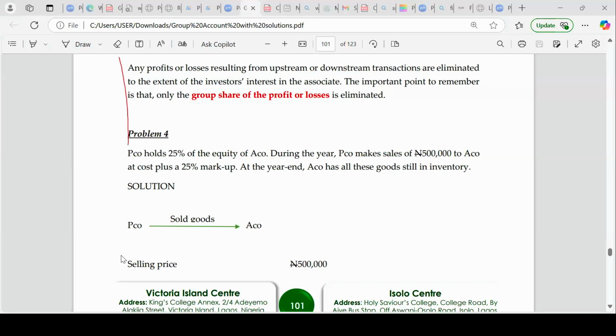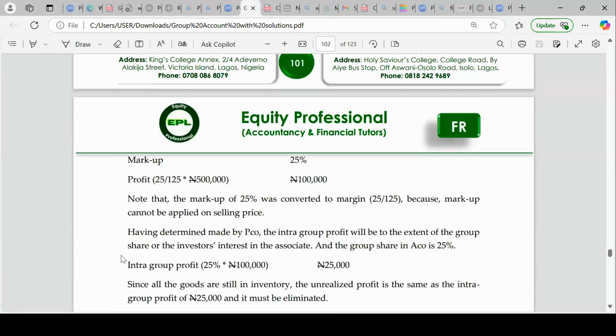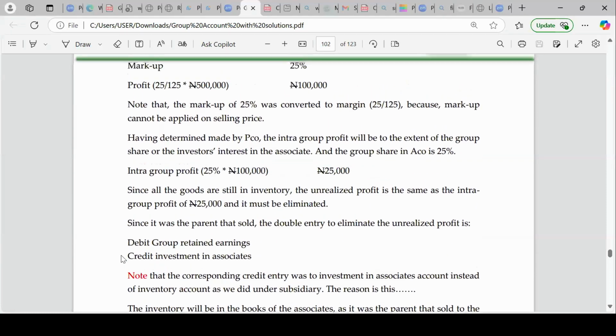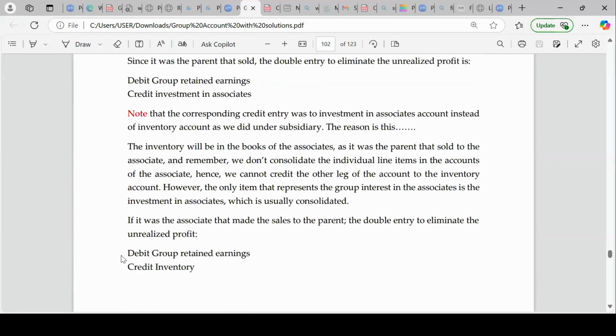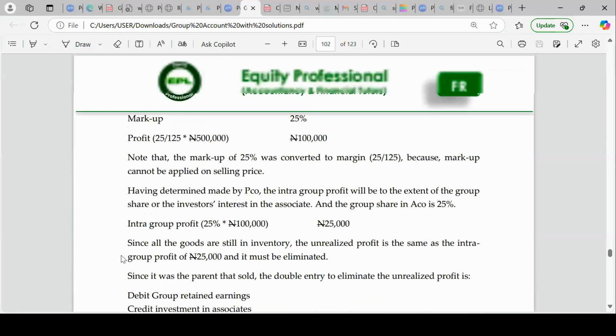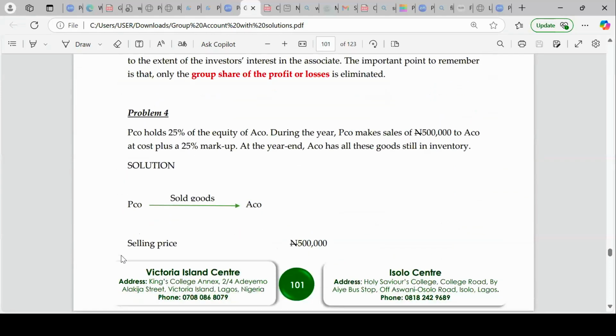You simply eliminate. Now, I don't know if it was this class I was trying to explain margin and markup to. This would be a very good opportunity for me to explain conversion of markup to margin. Now, why do we have to do a conversion?